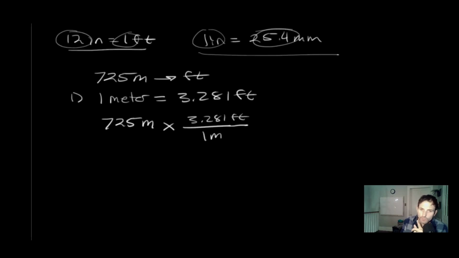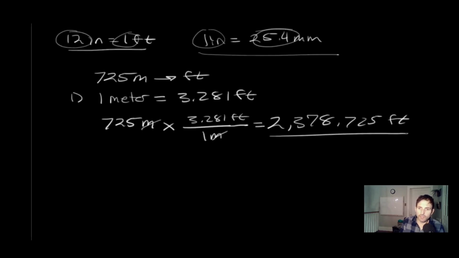Now, what you'll also notice when you multiply these is that units act just like numbers. The meters cancel out. And then if I use a handy dandy calculator, 725 times 3.281 equals 2,378.725 feet. That is our answer.